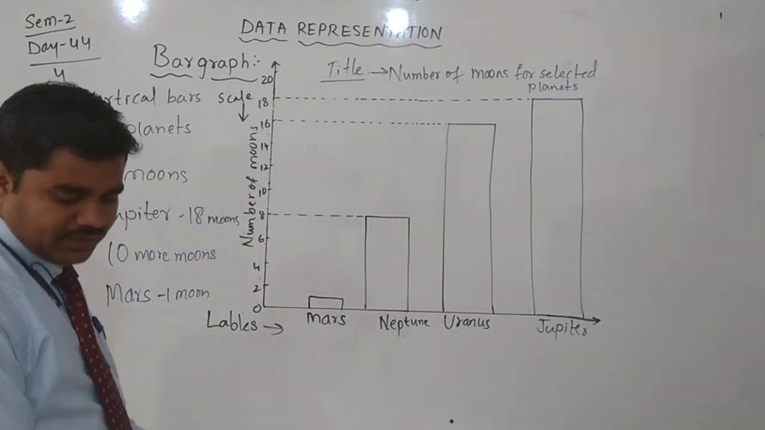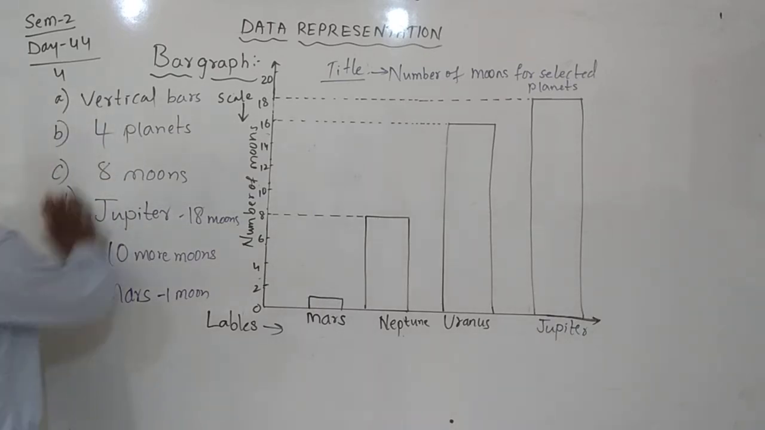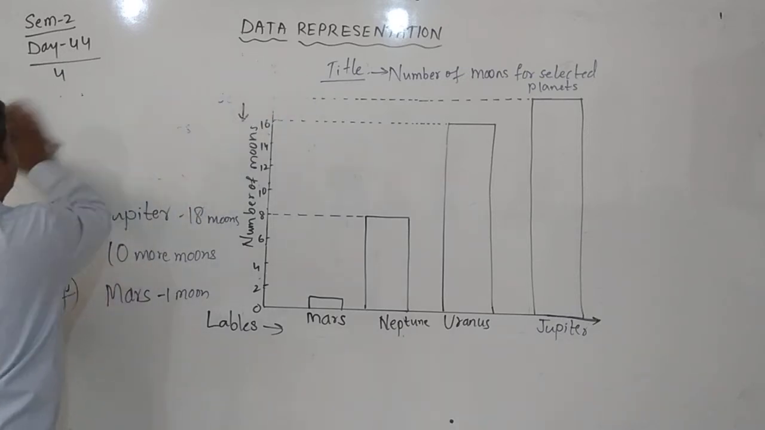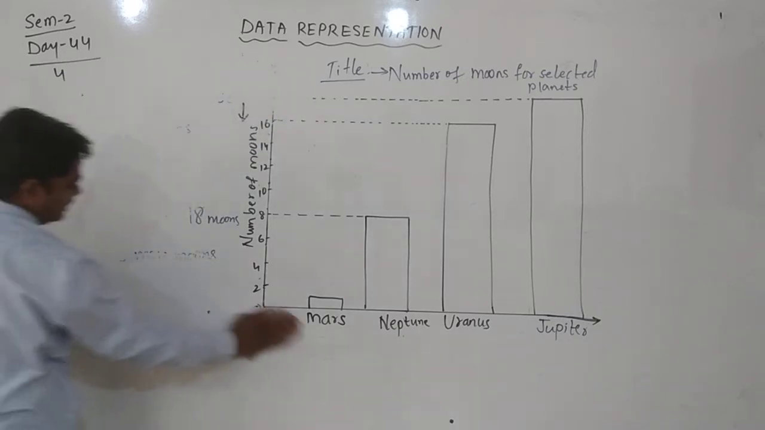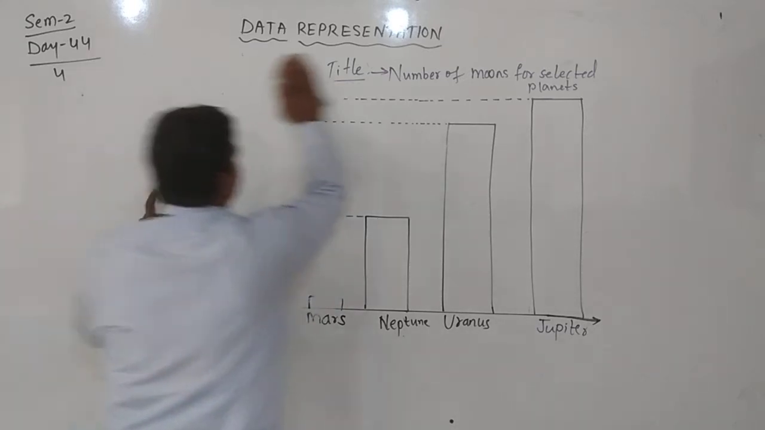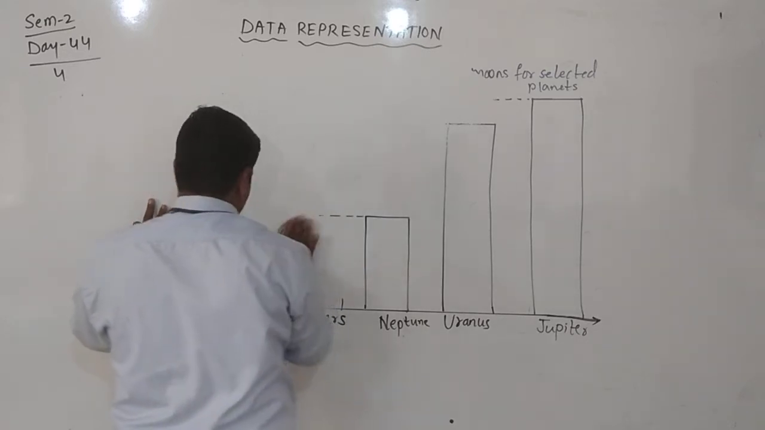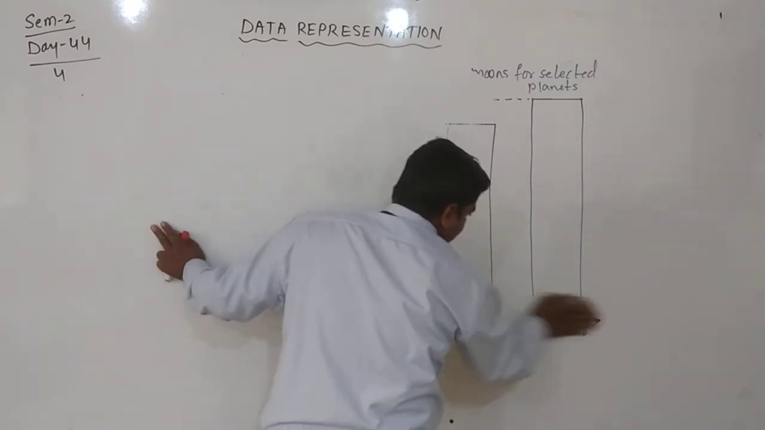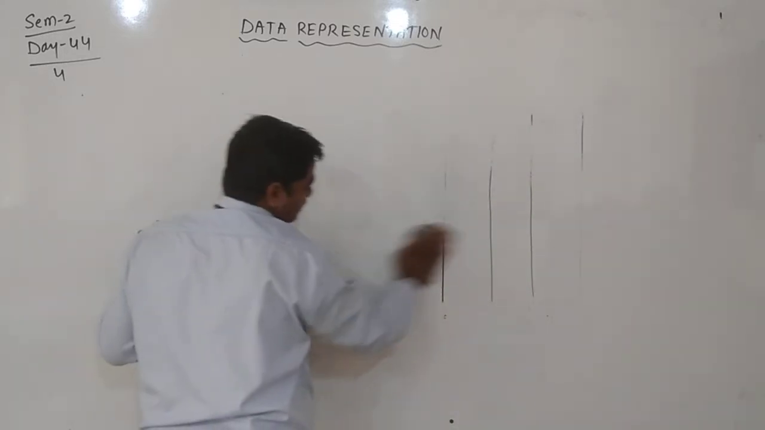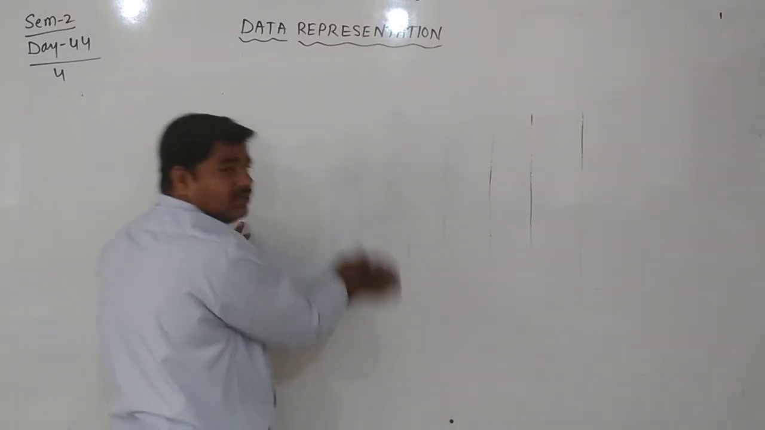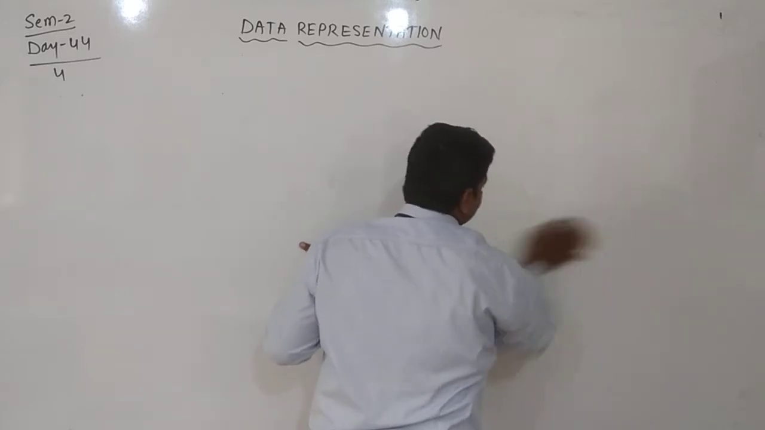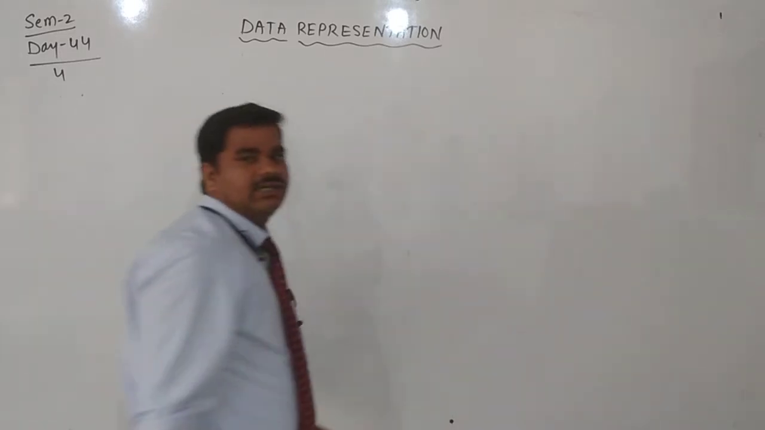Collect the information about the favorite game of your classmates. Then you can create a vertical bar graph. Some people may like volleyball, some may like football. They may want to play football, volleyball, basketball, handball, cricket, hockey, like that. You should collect the information of your classmates and present it in a bar graph.